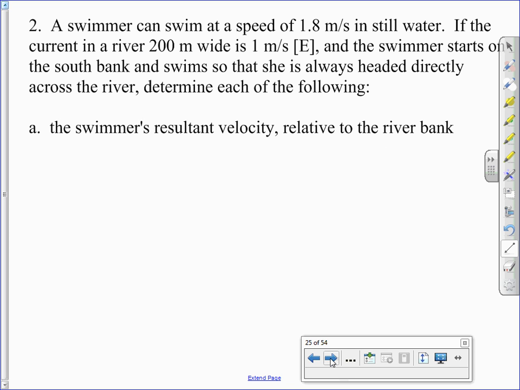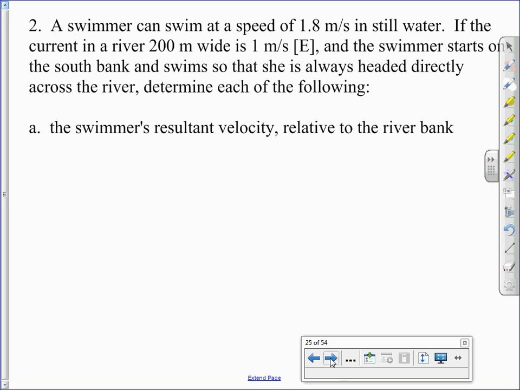An example problem, we've got a swimmer. This is one that I've talked about in class. So a swimmer's going across the river at a certain speed, but there's a current taking that person downstream, and we want to see what the actual path is, and then how long would it take, and then how far off would that swimmer be.